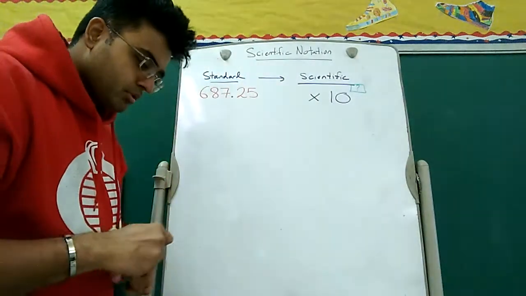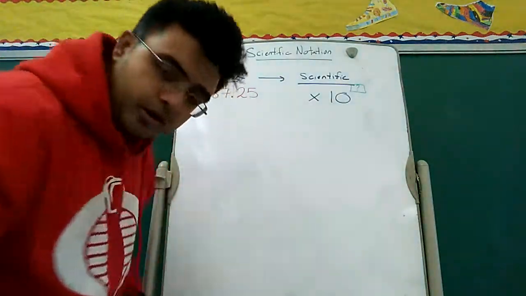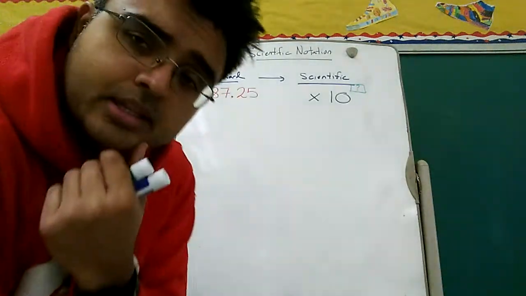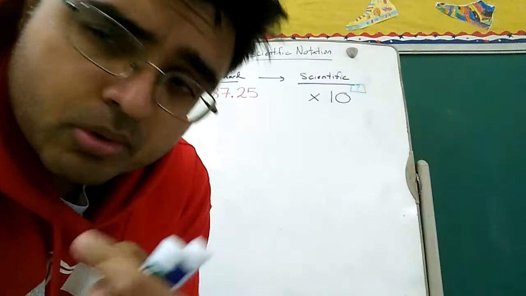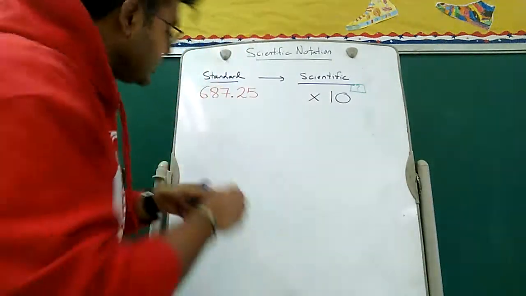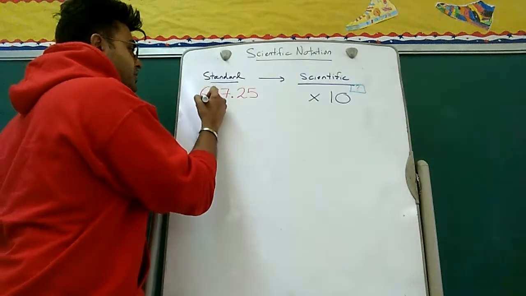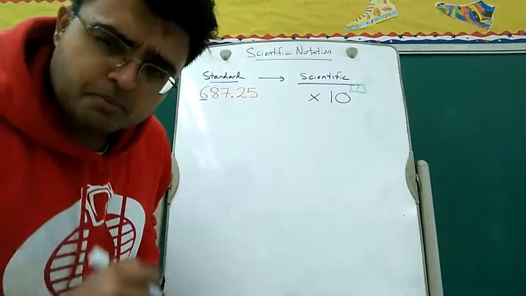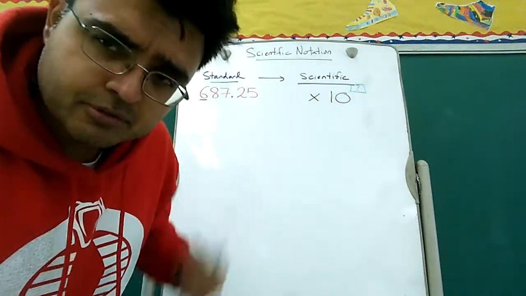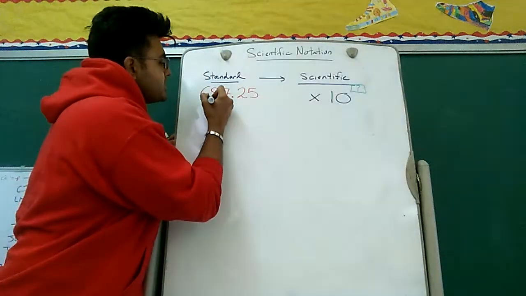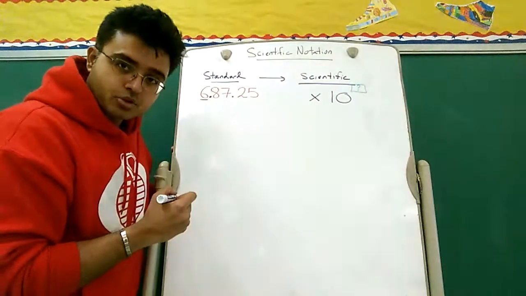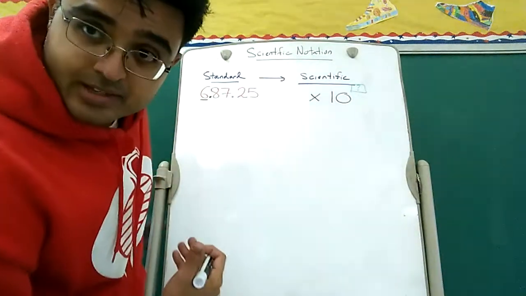Step number two, just like before, the scientists will look at the standard number right here and say, what's the first number in here? Well, 6 is the first number. And then the scientists will say, let me put a decimal point after the first number. So they're going to put the decimal point right over here. So far, so good. Now, let's write down what we've got.